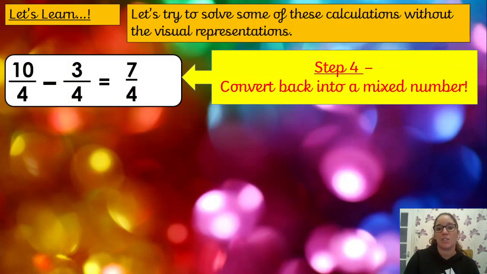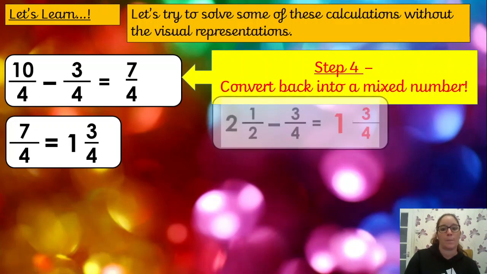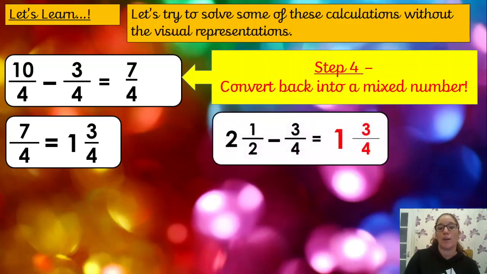Okay, we just need to convert it back into a mixed number. Okay, so 7 over 4. How many groups of 4 go into 7? Okay, it's 1, and there's 3 left over. Okay, so you've got 1 group of 4 in 7, because it's the same as 7 divided by 4, do you remember? And then there's 1 group, and there's 3 left over. So we know that 2.5 take away 3/4 is 1 3/4.